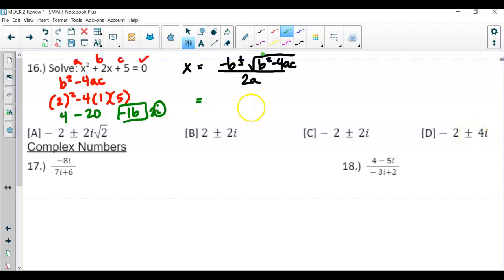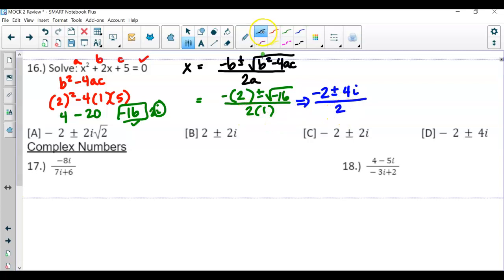So here we go. With my fraction, I've got negative b, which is 2, plus or minus the square root of our discriminant, which is negative 16, all divided by 2 times a, which is 1. As I simplify now, I've got negative 2 plus or minus, well, the square root of 16 is 4. The square root of negative 16 is 4i. All divided by 2 times 1, which is 2. Now I can divide everything by 2. Negative 2 divided by 2 is negative 1.